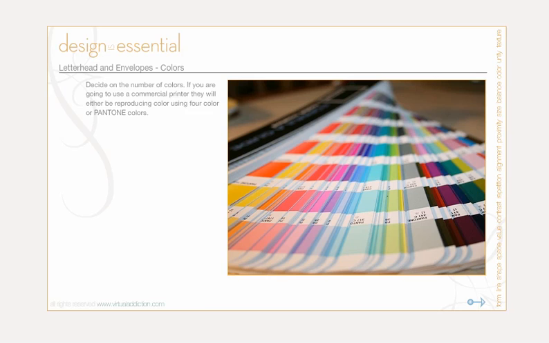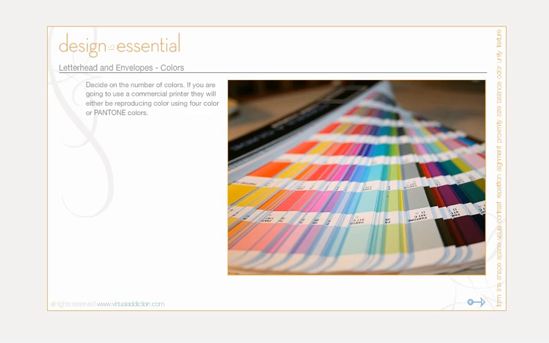If you're going to use a commercial printer, they're going to either be reproducing color using 4-color or Pantone colors. The 4-color process uses cyan, magenta, yellow, and black. This combination of colors can be screened to represent a multitude of color values across the spectrum. This method is best for printing color photographs and any other material that contain a range of colors that cannot be reproduced using 2 or 3 solid colors. The limitations with a 4-color process is that it cannot reproduce some colors as vividly and is typically a little bit more expensive than the solid color method.